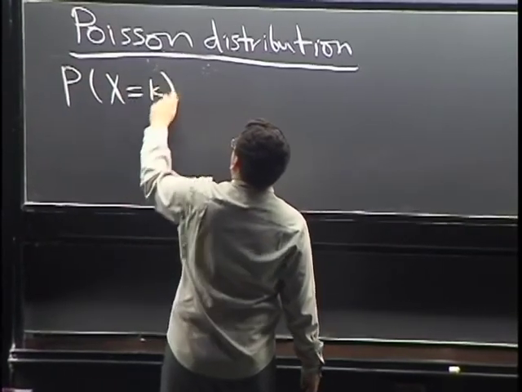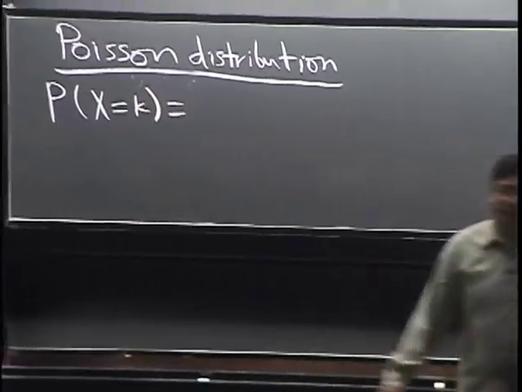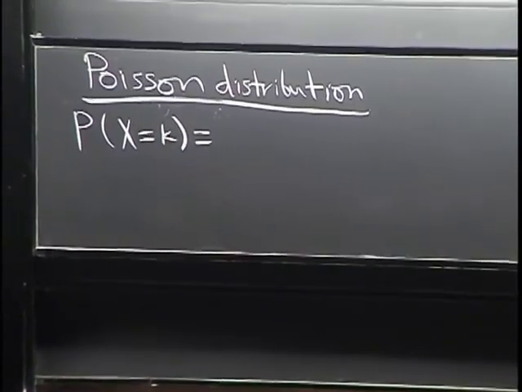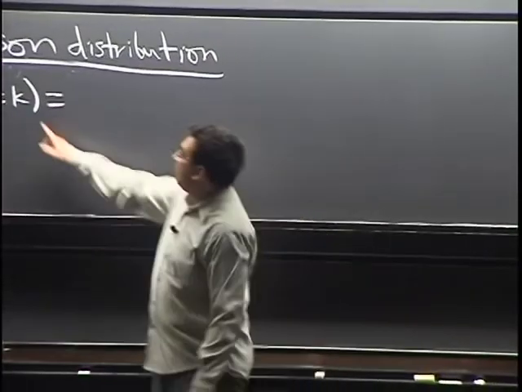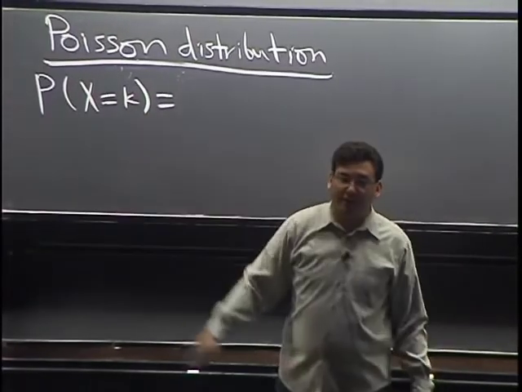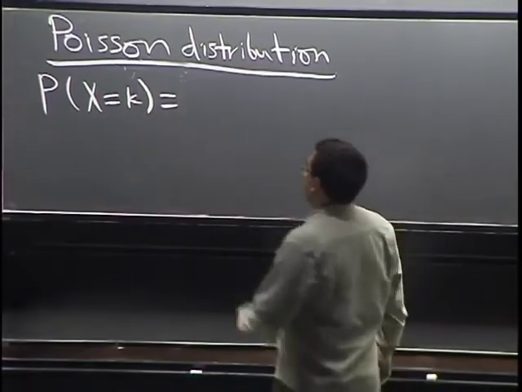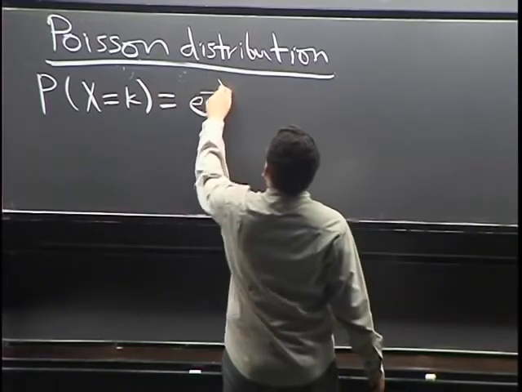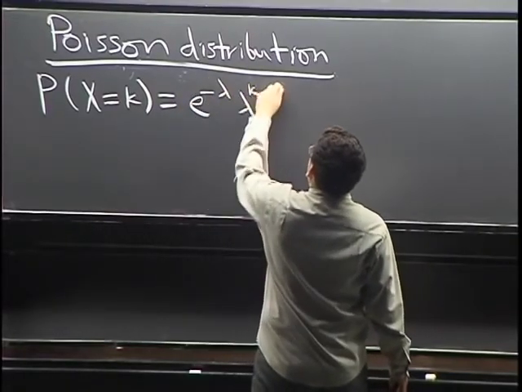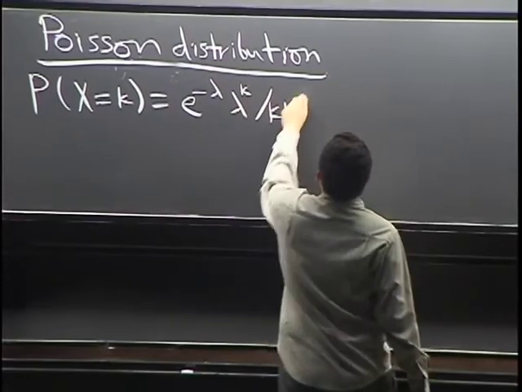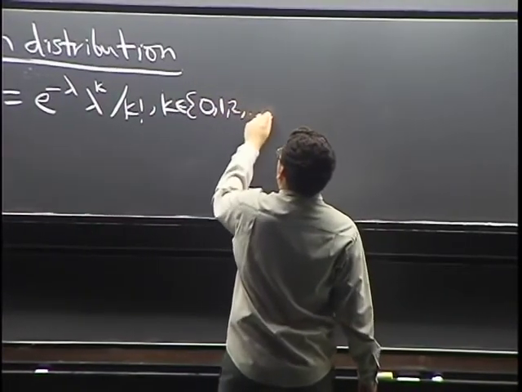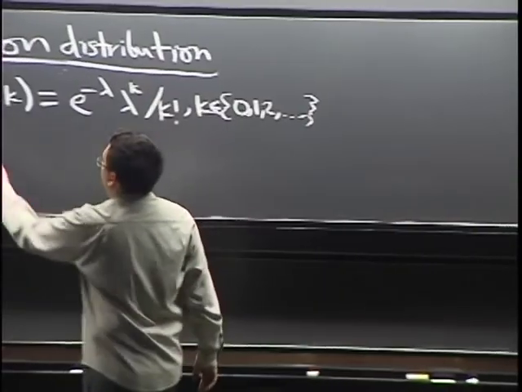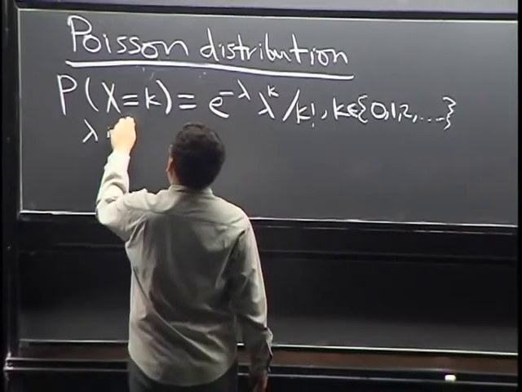We want to know what's the probability that X equals k. k is a non-negative integer here. So unlike the binomial, which is bounded between 0 and n, Poisson could take any non-negative integer value, and the PMF is just e to the minus lambda, lambda to the k over k factorial, where k, as I said, is a non-negative integer, 0 otherwise. And lambda is the parameter.